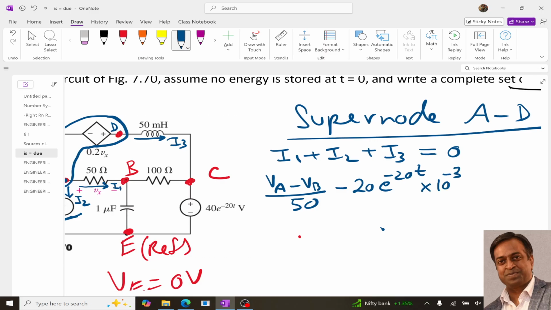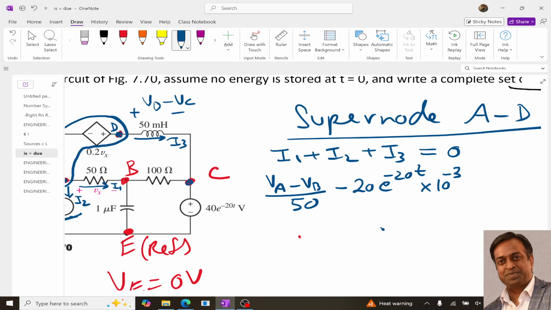Now coming to I3. Now I3 is the current that is flowing through this. Now what is the voltage across this? Now the voltage across this, it will be VD minus VC. The voltage across the inductor, it will be VD minus VC. Why? Because over here we have a D node, over here it is C node, and since the current is flowing from D to C, the voltage across this 50 millihenry will be VD minus VC.